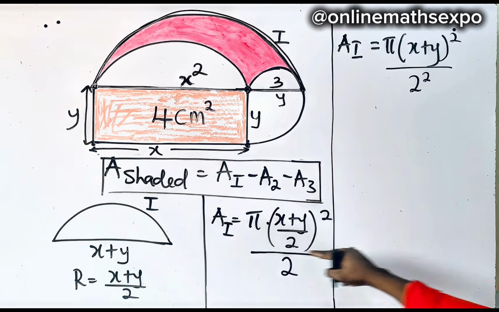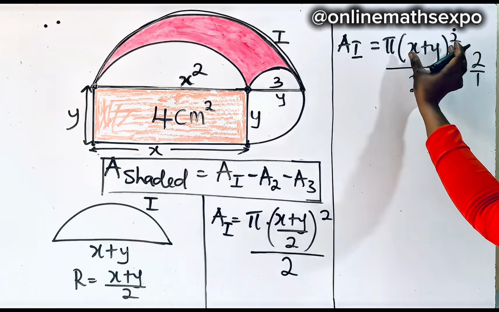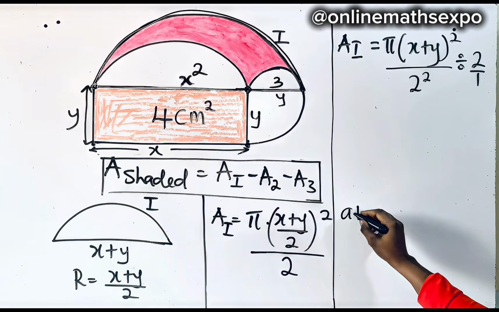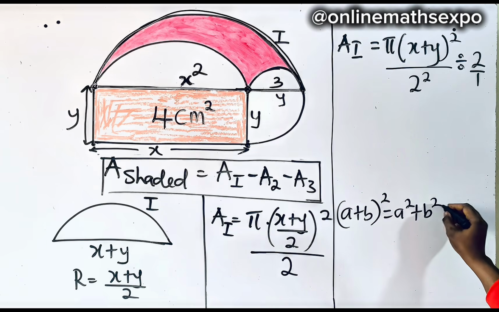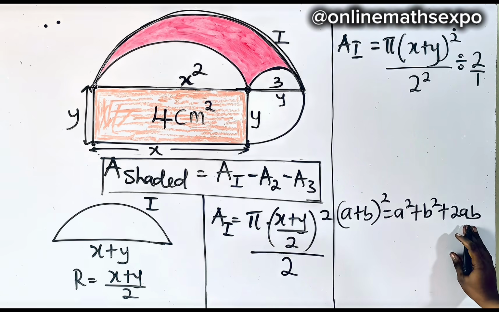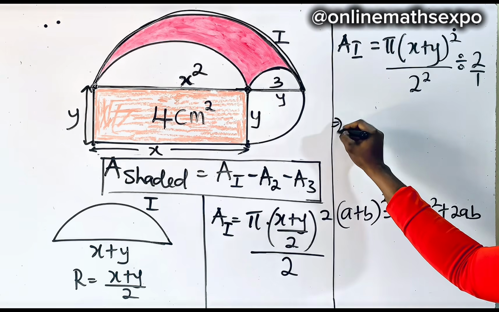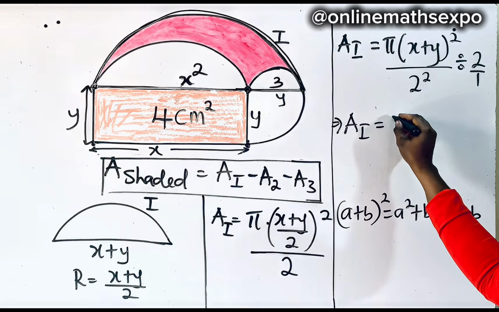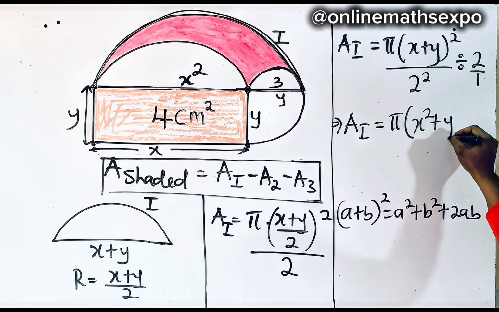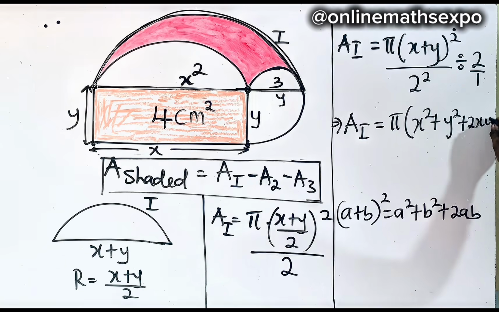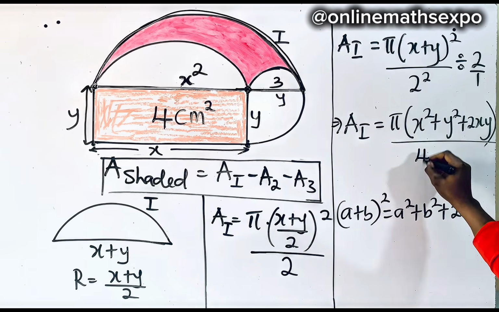Then this division sign, this is what we have, and it's 2 over 1. So to expand this, just remember for every (a + b)², it's always a² + b² + 2ab. Now, if you apply this algebraic identity here, we now have the area will be π(x² + y² + 2xy) divided by, this will give us 4.